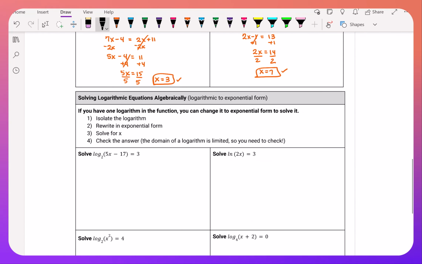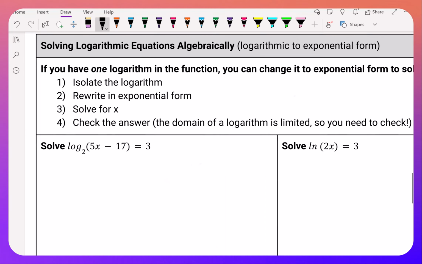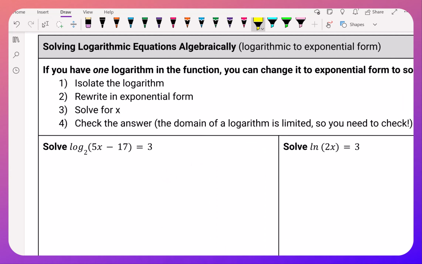So in the last technique, we are not going to be having 2 bases, we are going to have 1. And this is very similar to what you learned in the first part of lesson 5-6 with exponential functions. If you have the same base on either side, then you can drop the base. But if you have 1 base, you're going to have to rearrange it. So same thing with 1 logarithm, you have to isolate the logarithm.